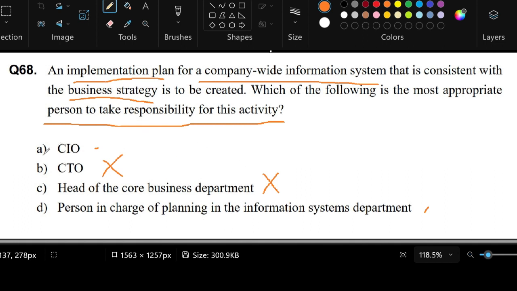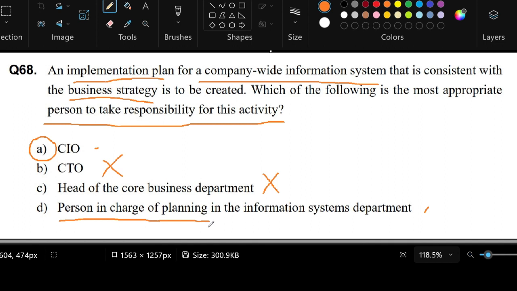I ended up choosing letter A, which is the Chief Information Officer, and is the correct answer in this question. Because when we look at letter D, it's saying that the person in charge of planning in the information systems department should be the one who is the most appropriate to take responsibility for this activity. But I think the choice letter D has the part about the person in charge of planning. So it looks like it's only about planning.